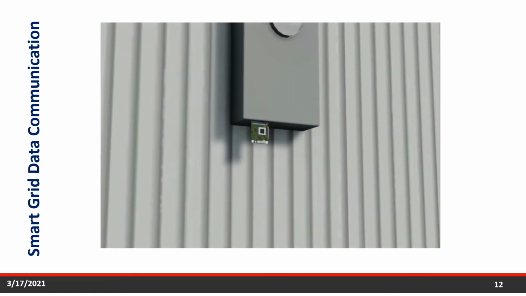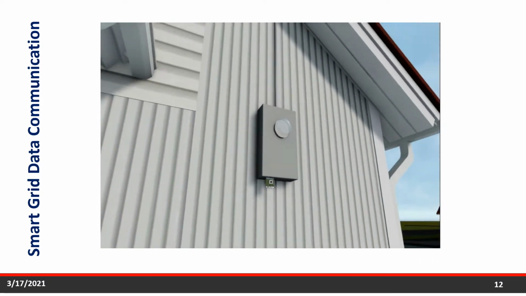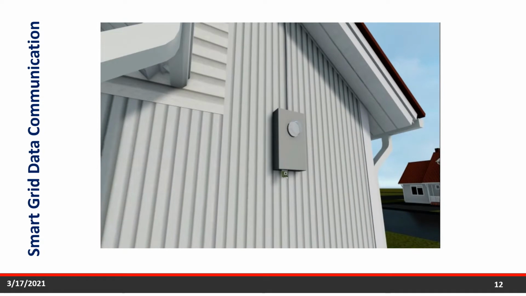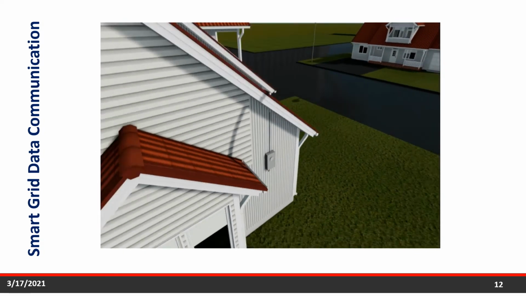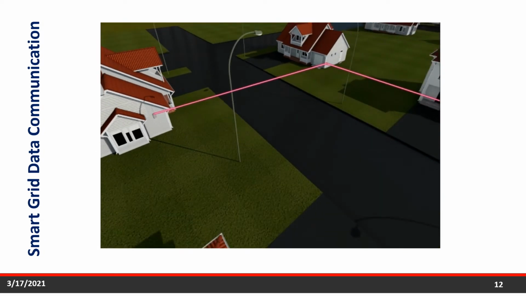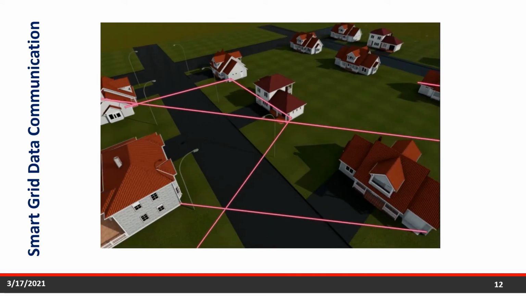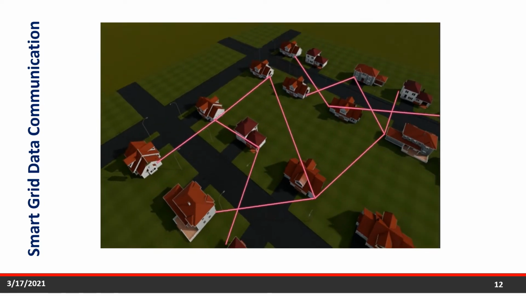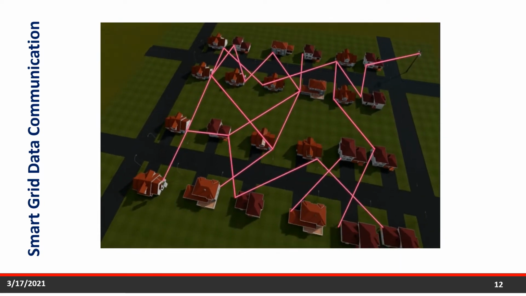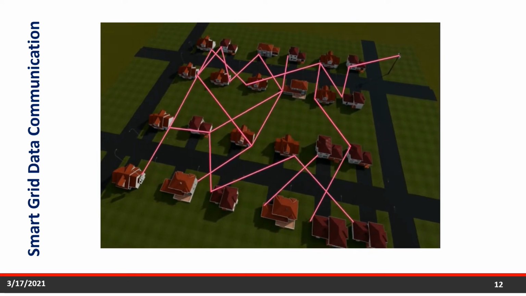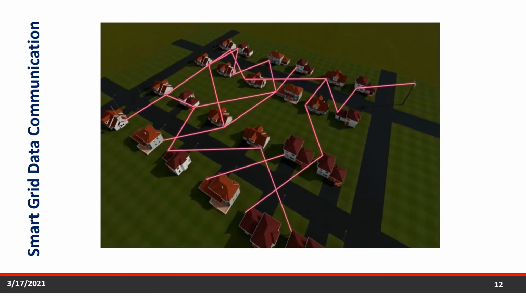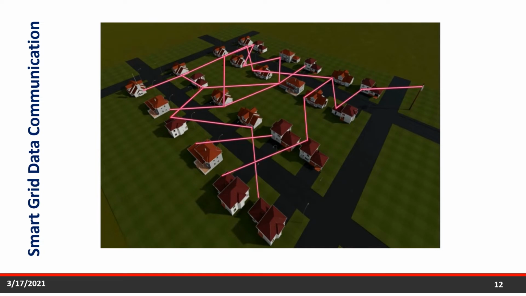Now, sometimes it's not possible to establish a direct communication between all homes and the transformer agent. So what we did, we developed a mesh network that enables all homes to communicate with the transformer agent by using other homes as relays. Now here we took into consideration the communication reliability, delay, and most importantly, the cybersecurity aspects.